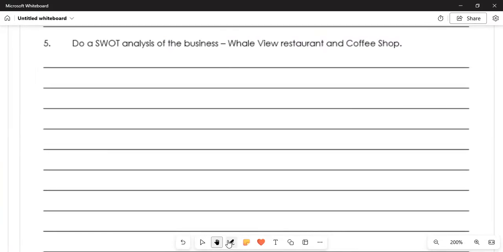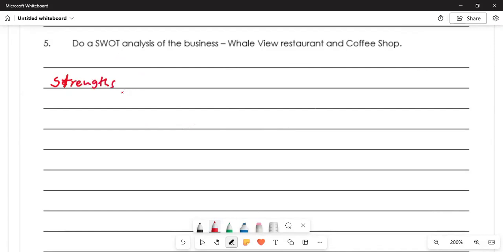Question 5 talks about what? Do a SWOT analysis of the business, Whaleview restaurant and coffee shop. When we talk about SWOT analysis, we use strengths, weaknesses, opportunities, and threats. Strengths and weaknesses are internal. Opportunities and threats are external. So we are first going to start with the strengths of this business.